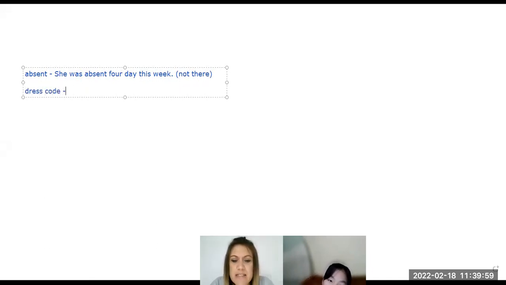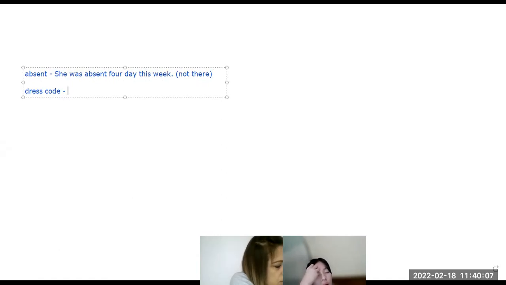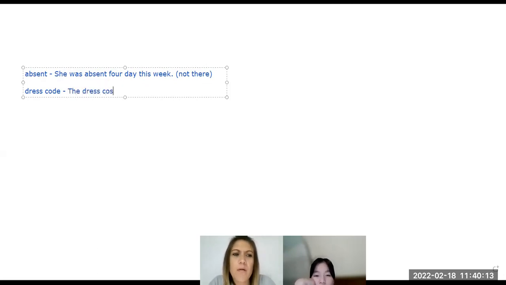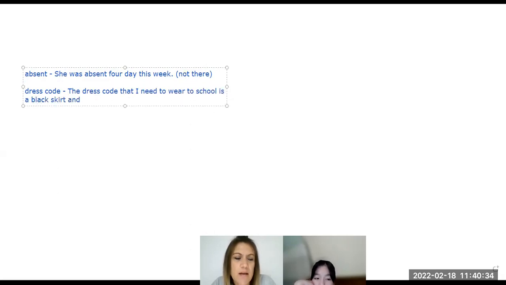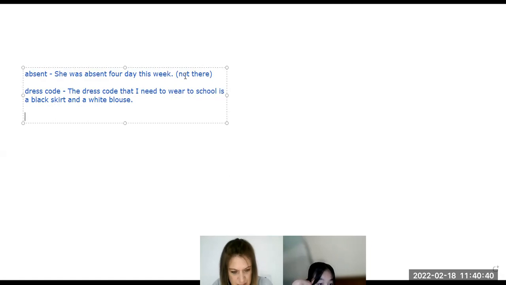Dress code. Can you make a sentence with dress code? My dress code at my school is the white t-shirt and the black skirt or the black trousers. The dress code, okay. That I need to wear to school is a black skirt and a white blouse. Okay, let's have a look at the next one.